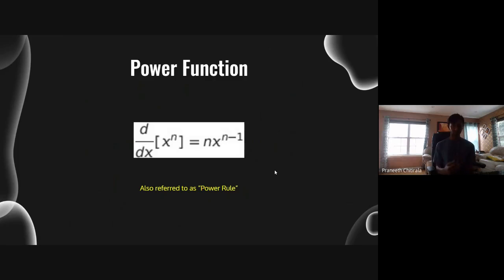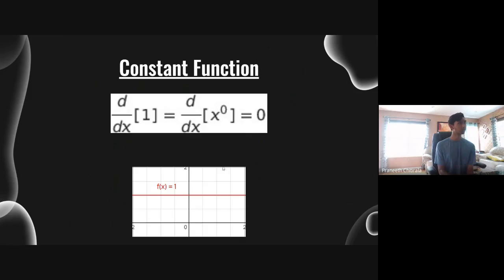This is also referred to as the power rule, and it's a very important form of derivative that will be used a lot. The constant function, we'll just say that this is 1. The derivative of 1 can be thought of as follows: 1 is just the same as x to the 0, because any non-zero number to the power of 0 is always 1.